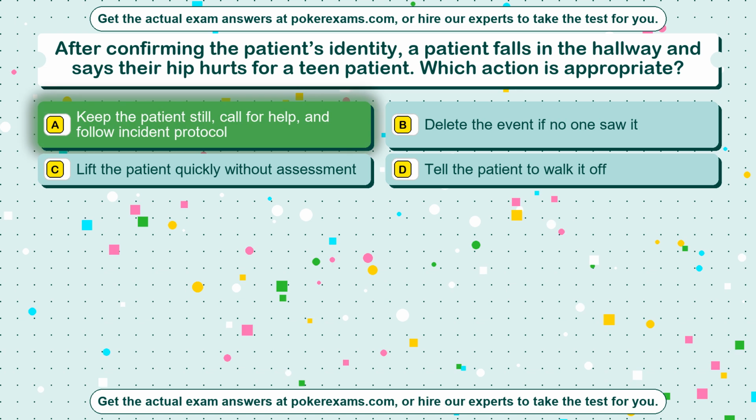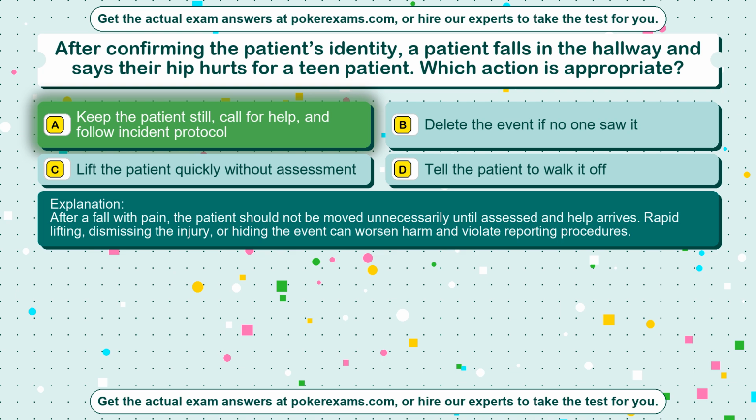The correct answer is option A, keep the patient still, call for help, and follow incident protocol. After a fall with pain, the patient should not be moved unnecessarily until assessed and help arrives. Rapid lifting, dismissing the injury, or hiding the event can worsen harm and violate reporting procedures.